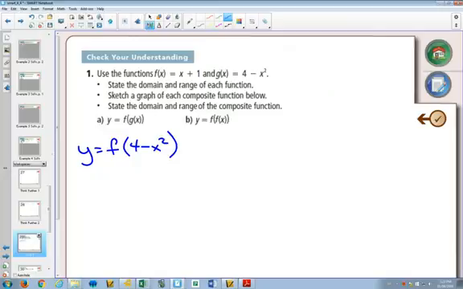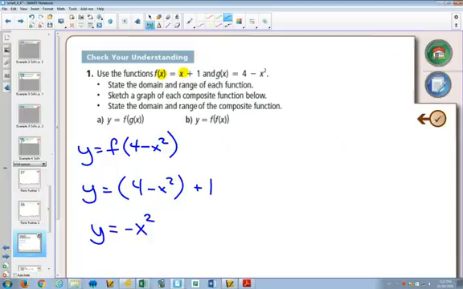And the function f says, whatever you put into f, what do we do to it? We just add 1. So if I put in 4 minus x squared, what am I going to get? I'm just going to get 4 minus x squared plus 1, because that's what the function f does. And if we simplify that, we get negative x squared plus 5.